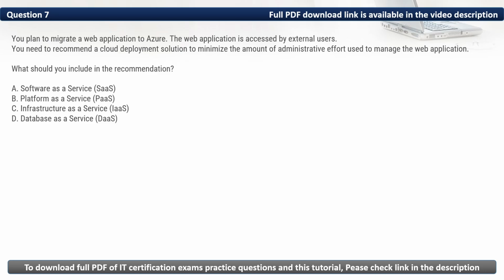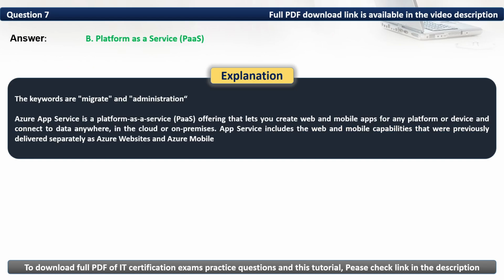Here in this question, we need to minimize the amount of administrative effort used to manage the web application. As such, we should include platform as a service in the recommendation. Thus, the correct option is B. Keywords are migrate and administration.